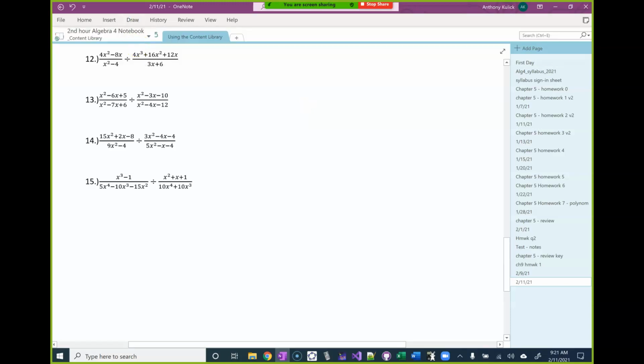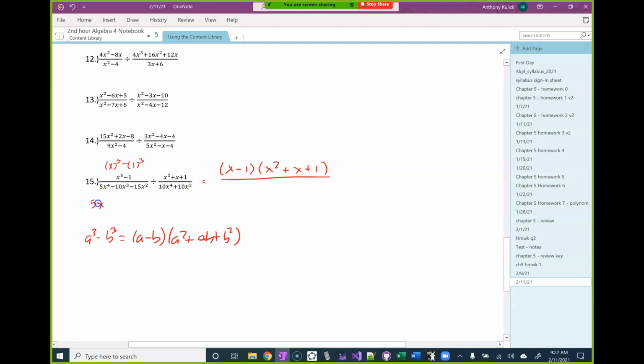So when I take a look here, this is a division problem, but I'm going to want to start by factoring. I notice in the numerator, this is a difference of 2 cubes. So my difference of 2 cubes factoring pattern is this. So that's just going to be x minus 1, x squared plus x plus 1.